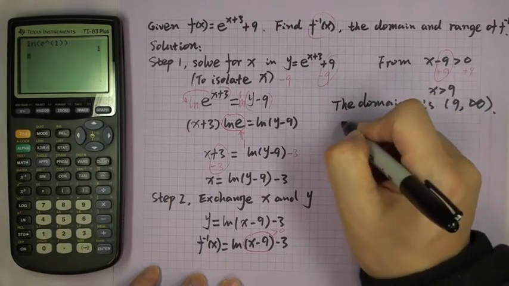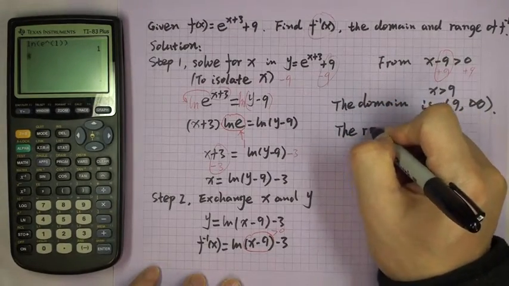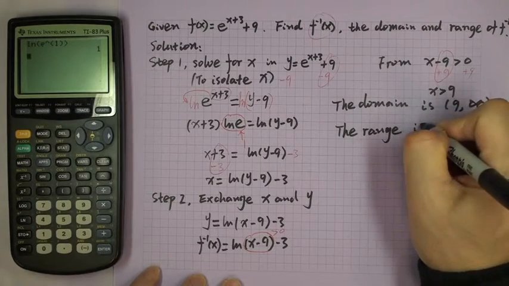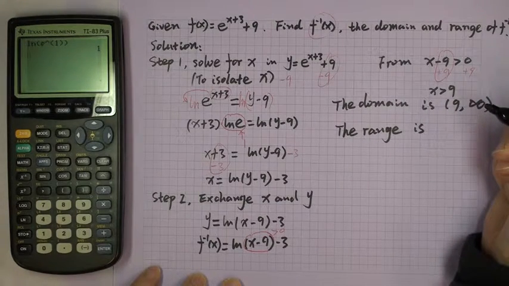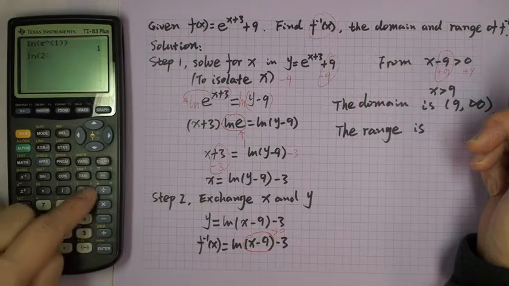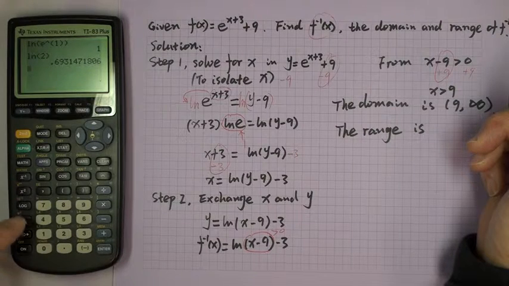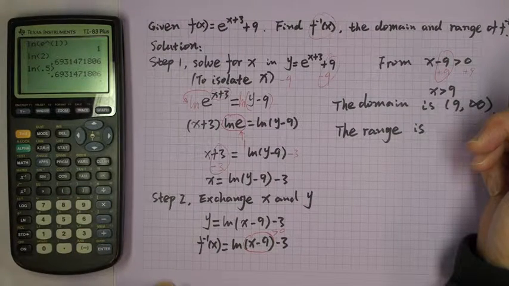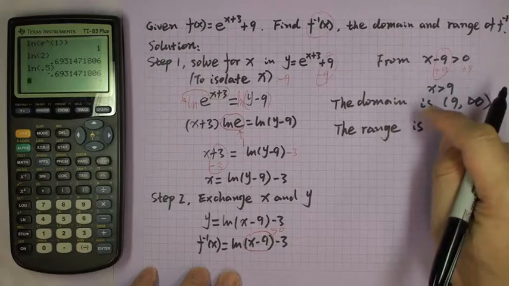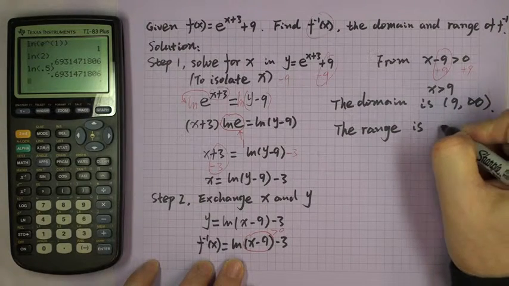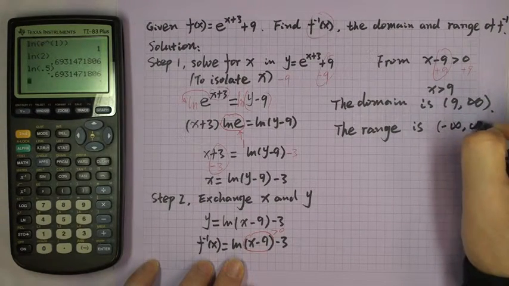Now, what is the range? You know, the log can have any value. If you put 2 there, you get a positive value. If you put log 0.5 there, it gives a negative value. So basically, the range of this inverse is all the real numbers.